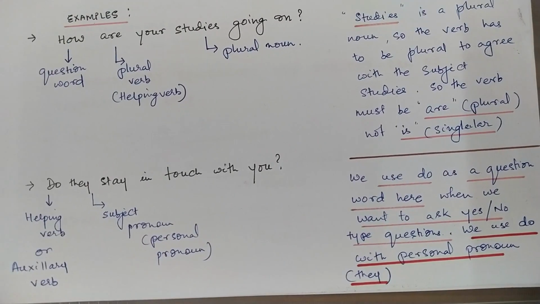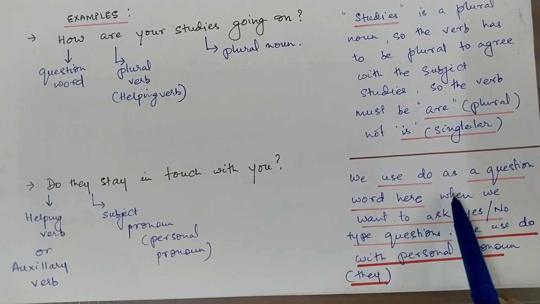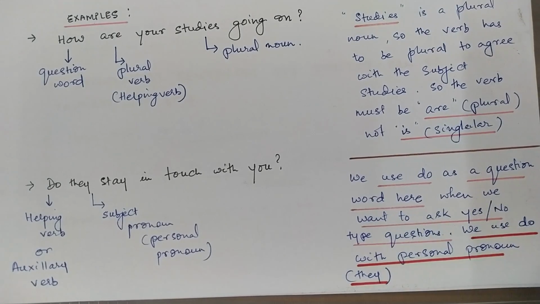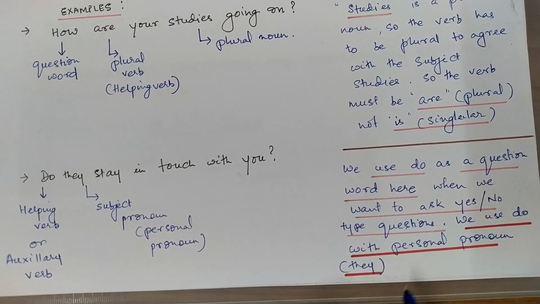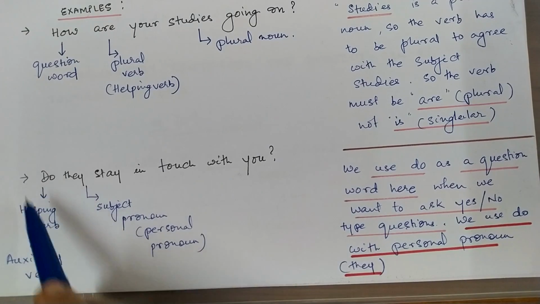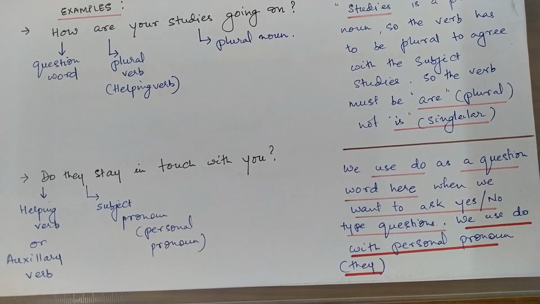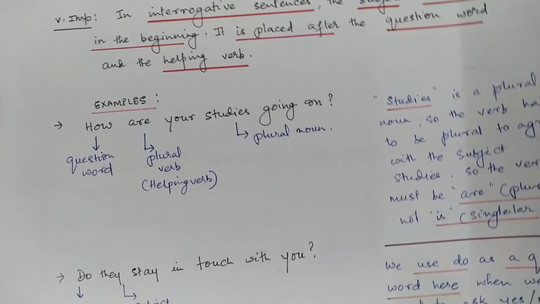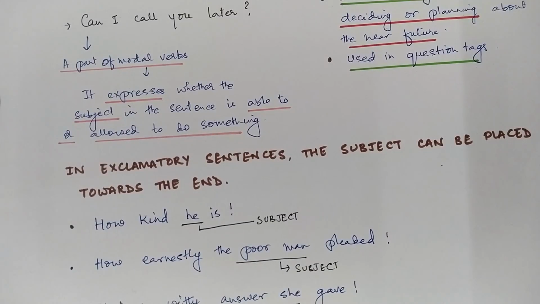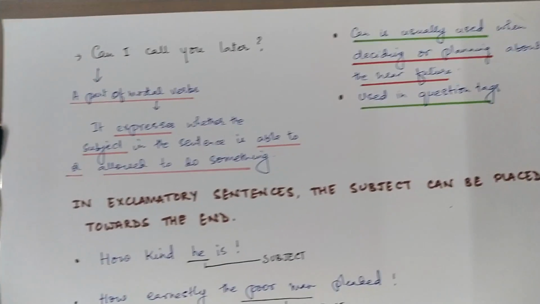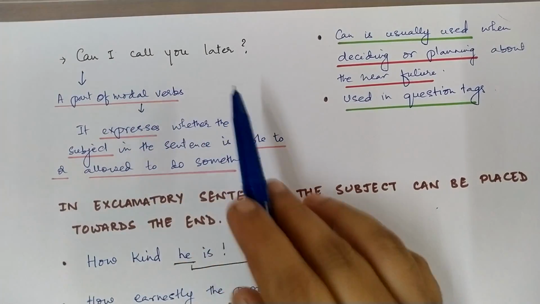Now in this example, we use do as a question word here. When we want to ask yes or no type questions, we use do as a question word, and we use it only with certain personal pronouns like they. I hope it is clear to you children. Next, another example is, can I call you later?